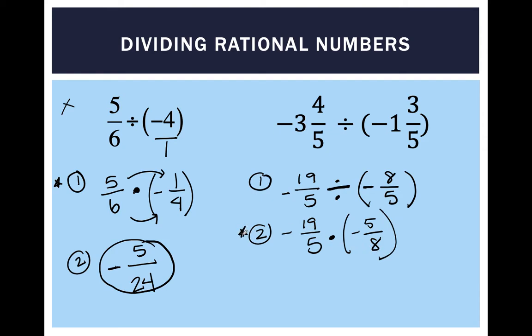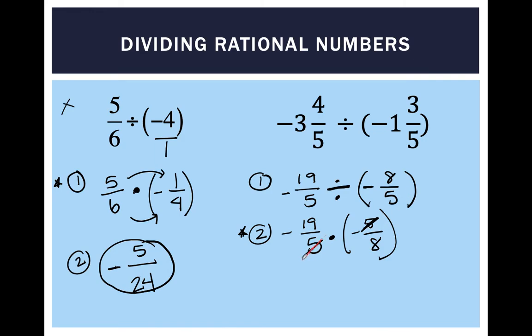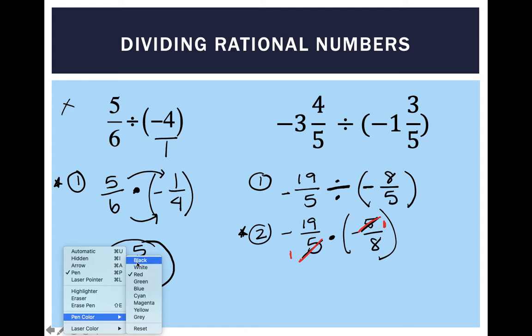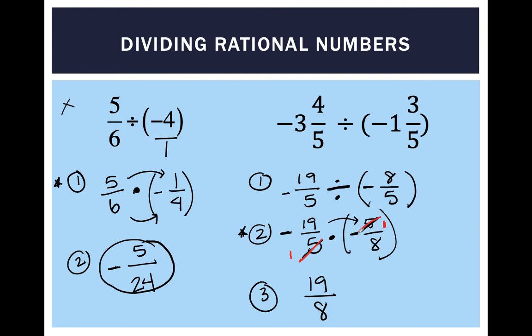Again, at this point, after I keep, change, flip, I can look for cross simplifying. Both 5 and 5 can both be divided by 5. Let me do this in red so it's a little more clear what I'm doing. 5 divided by 5 is 1, and so is this 5 divided by 5. Now that I've cross-simplified, I can finally multiply the numerators. 19 times 1 is 19, and 1 times 8 is 8. We already said the answer would be positive, since negative times negative is positive.